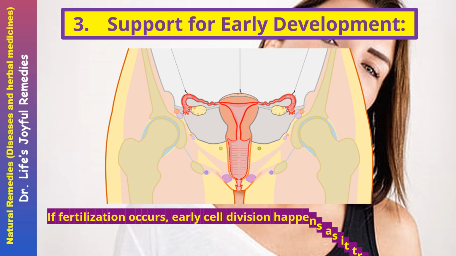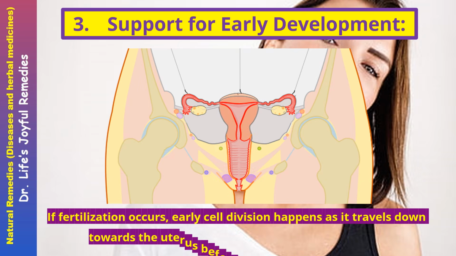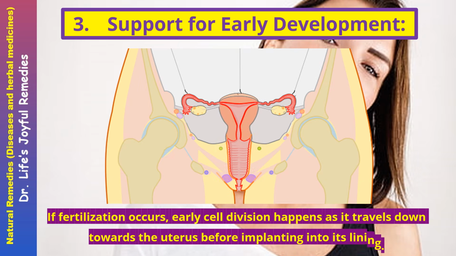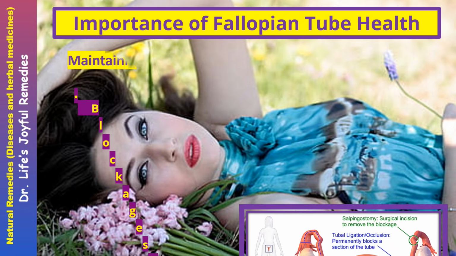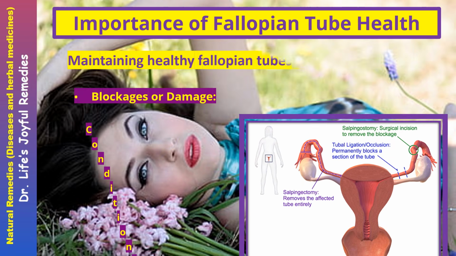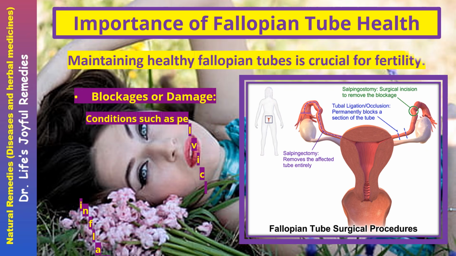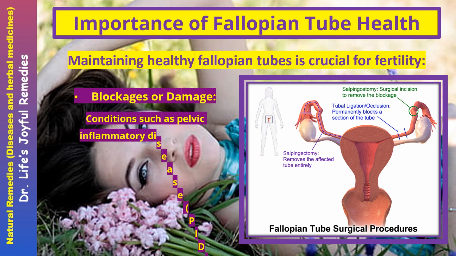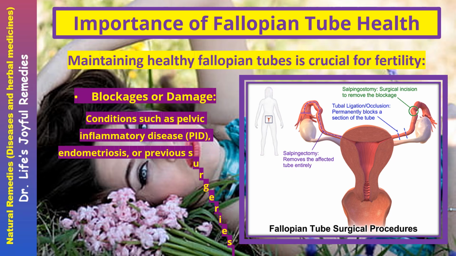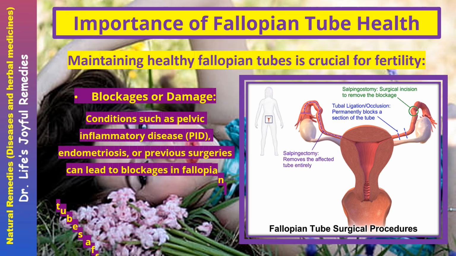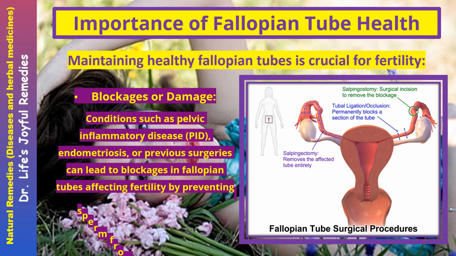If fertilization occurs, early cell division happens as it travels down towards the uterus before implanting into its lining. Importance of fallopian tube health. Maintaining healthy fallopian tubes is crucial for fertility. Blockages or damage. Conditions such as pelvic inflammatory disease (PID), endometriosis, or previous surgeries can lead to blockages in fallopian tubes, affecting fertility by preventing sperm from reaching eggs or hindering embryo transport to the uterine cavity.